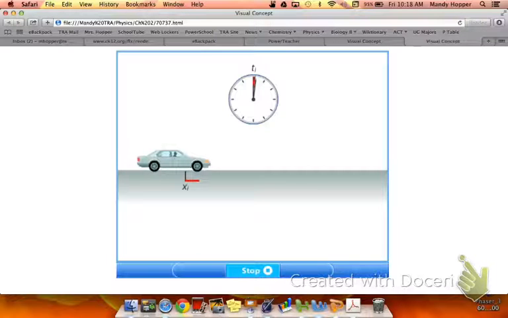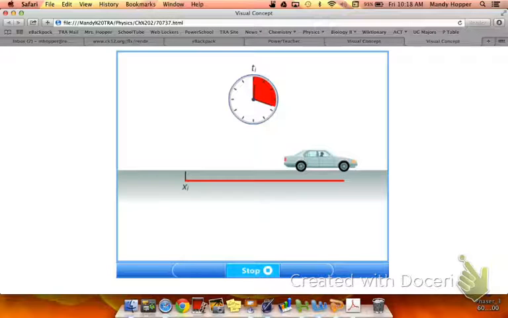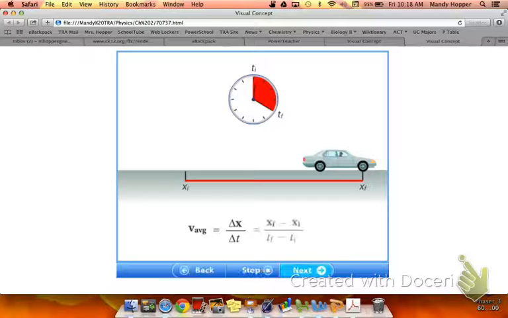Moves from point x sub i at time t sub i to point x sub f at time t sub f in the amount of time shown by the clock. The average velocity of the car is the displacement divided by the change in time. Since the car is traveling to the right, the sign of the displacement is positive and is equal to x sub f minus x sub i. The time interval is always positive and is equal to the final time minus the initial or starting time.